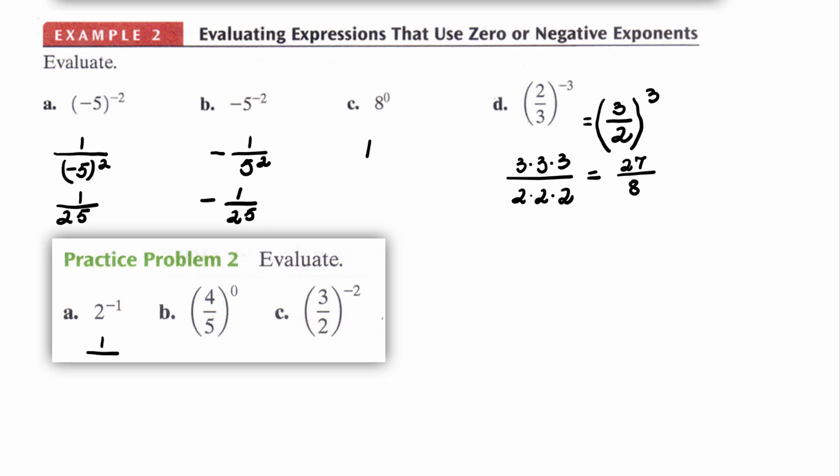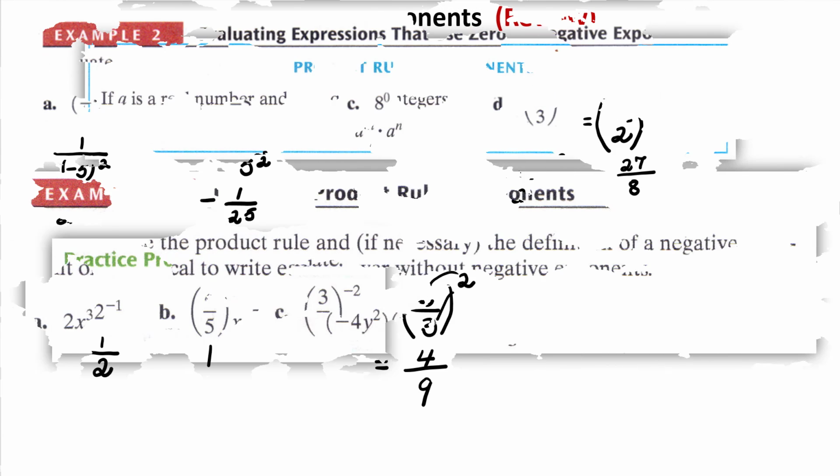2 to the negative 1. So it's 1 over 2 to the first, 1 over 2. 4/5 between parentheses to the 0 is just 1. And 3/2 to the negative 2, we flip the fraction, 2/3, change the sign of the exponent to 2. 2 to the second is 4, and 3 to the second is 9.